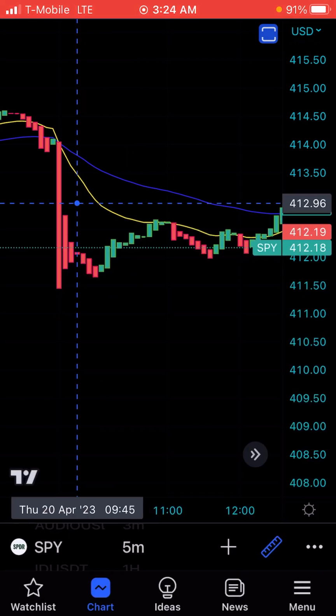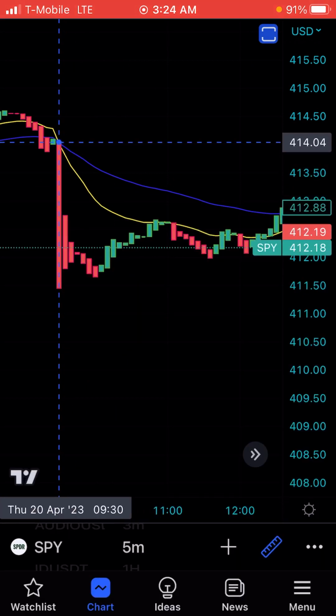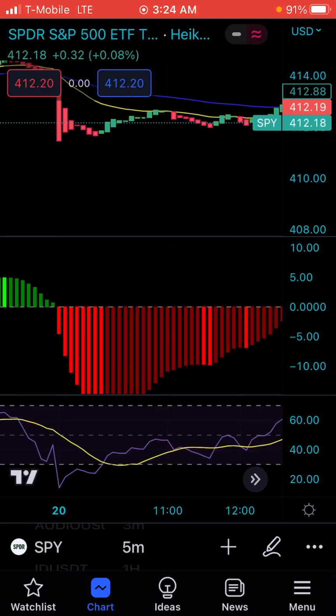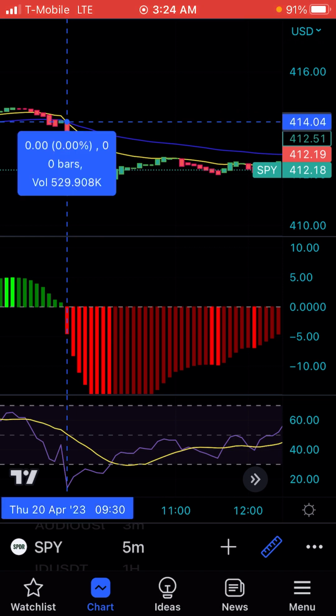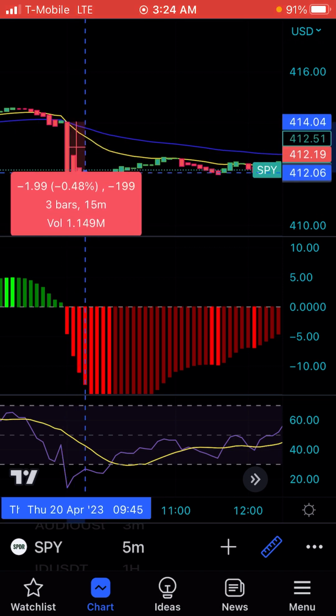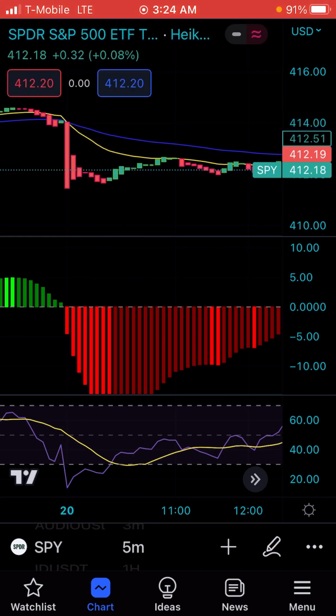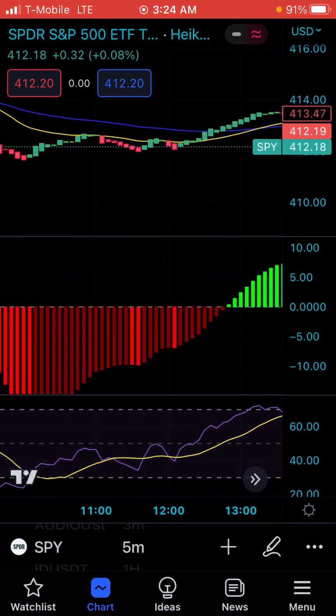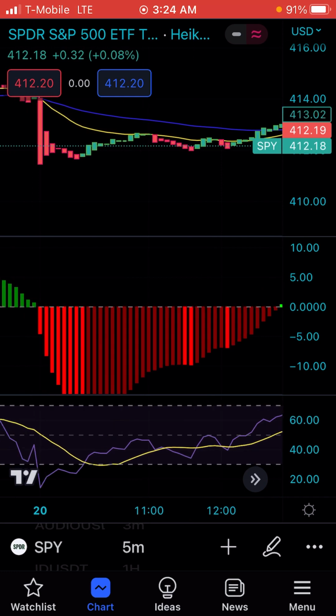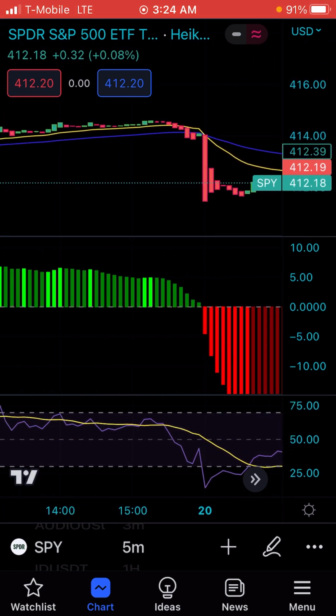So from here, where'd it go? From here to here, that's about $100. But if you rode it out, yeah, see, if you rode it out, you would put yourself in a dead end. You wouldn't have made much of a gain.